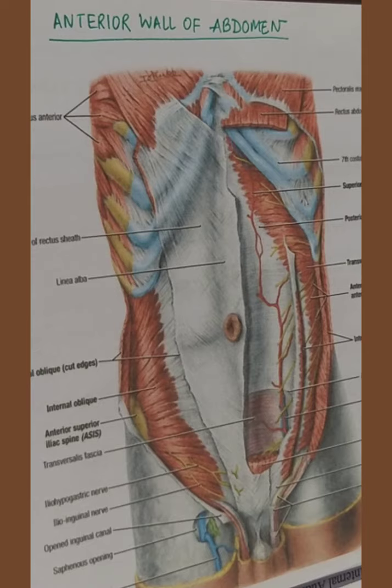Then compression, that is, they increase the intra-abdominal pressure and compress the viscera during the acts of vomiting, micturition, defecation. During compression, the diaphragm is pushed upwards, helping in expiration.